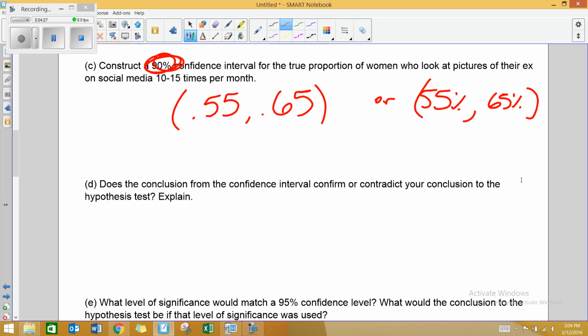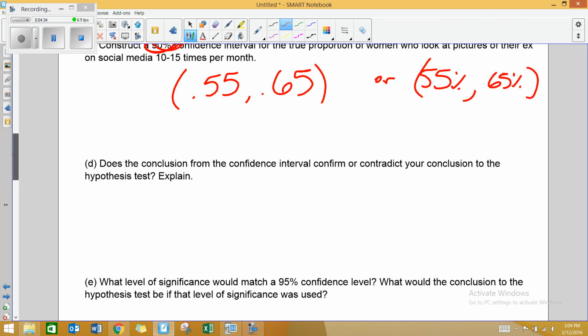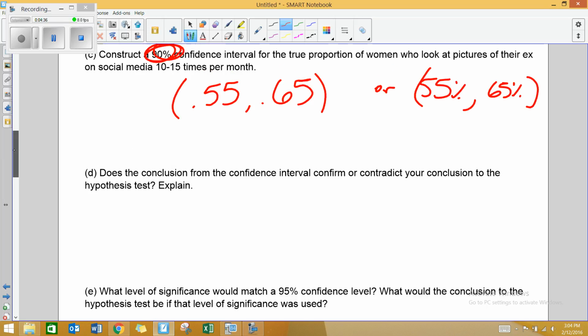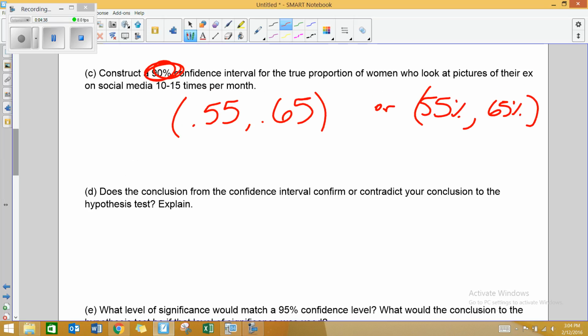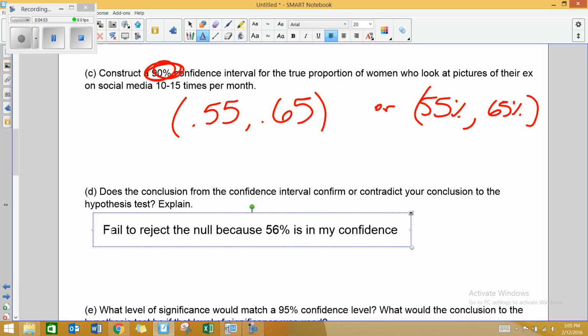So we'll see here, since 56, right, Cosmo's belief, since 56 is in that confidence interval, we again fail to reject. Let's type that up. So we fail to reject the null because 56% is in the confidence interval.